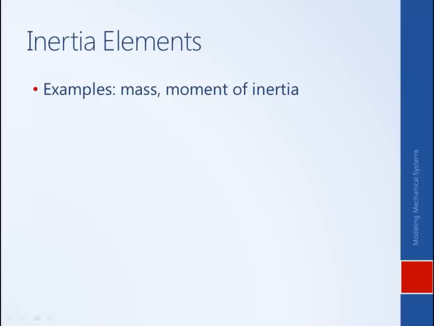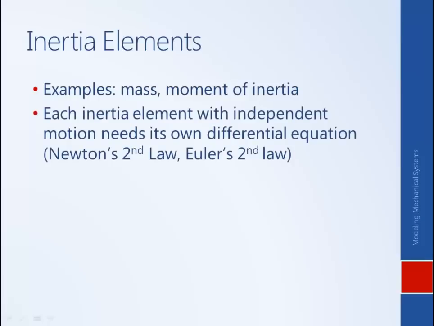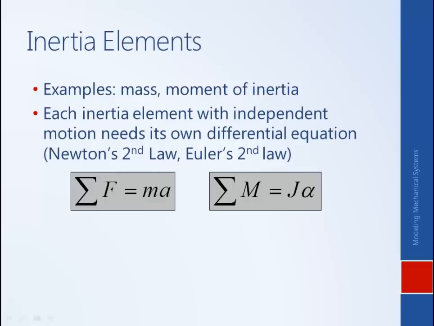Inertia elements are in essence the mass in a translational system, or the mass moment of inertia in a rotational system. Each inertia element with its own independent motion needs its own differential equation to describe its motion. And we will use two approaches for deriving the differential equations. One is Newton's second law, which is F equals ma, and then a rotational version of Newton's second law, which is also a form of Euler's second law, sum of the moments equals J alpha.